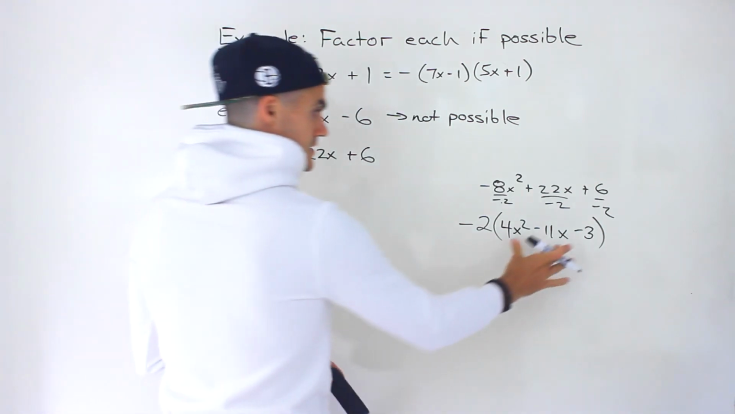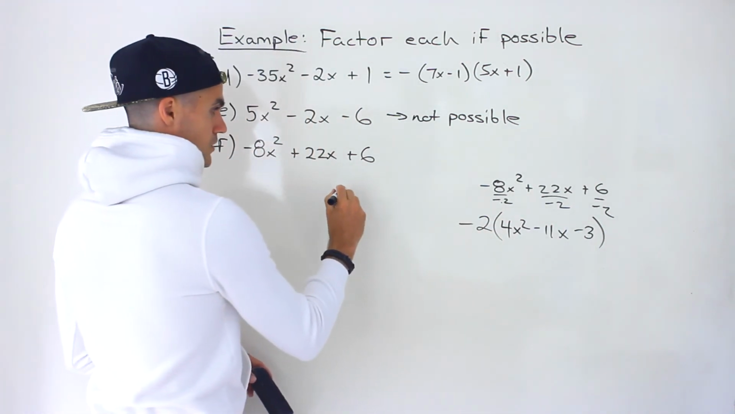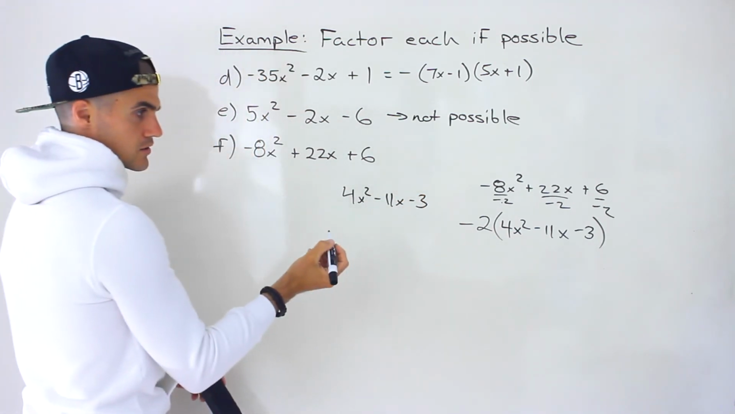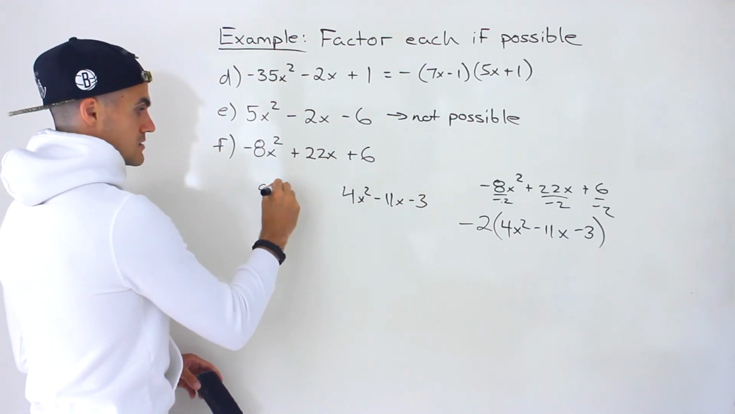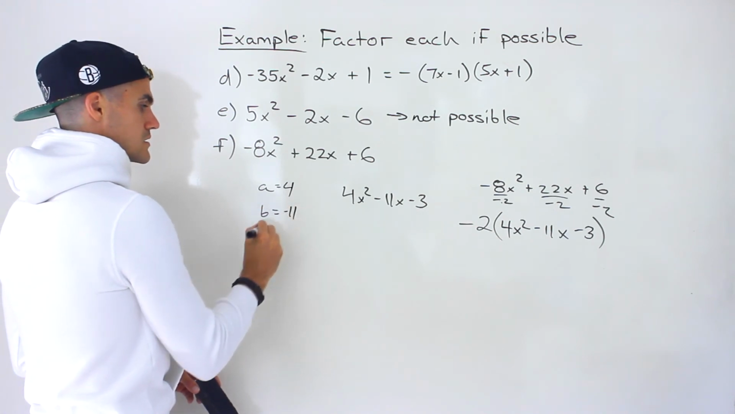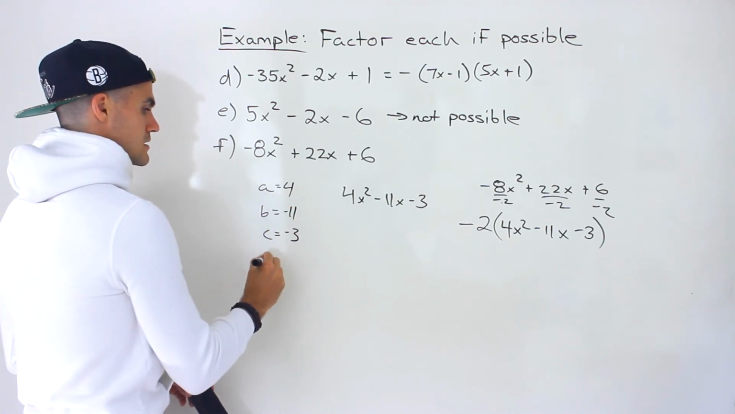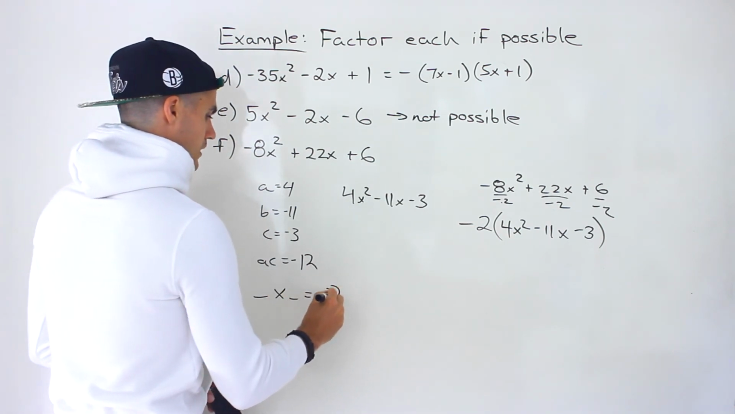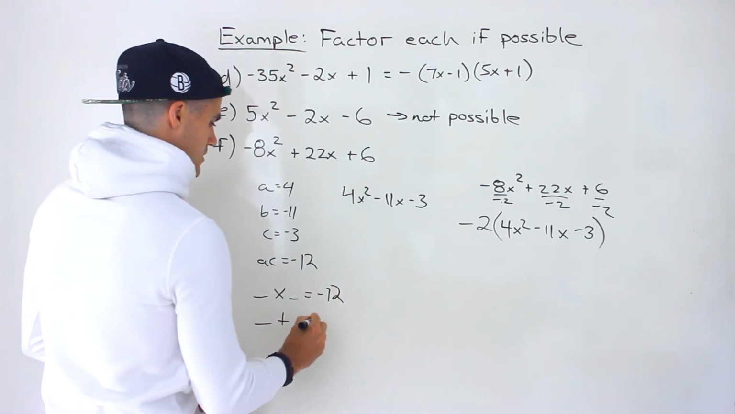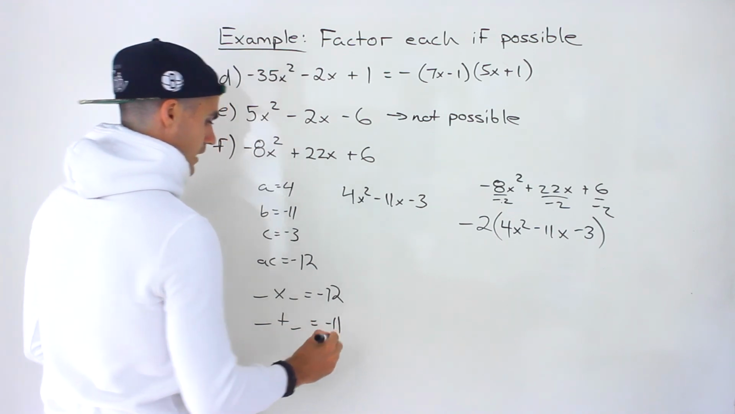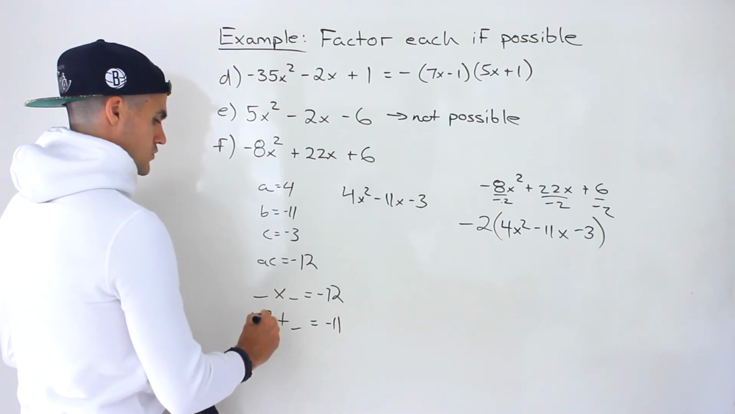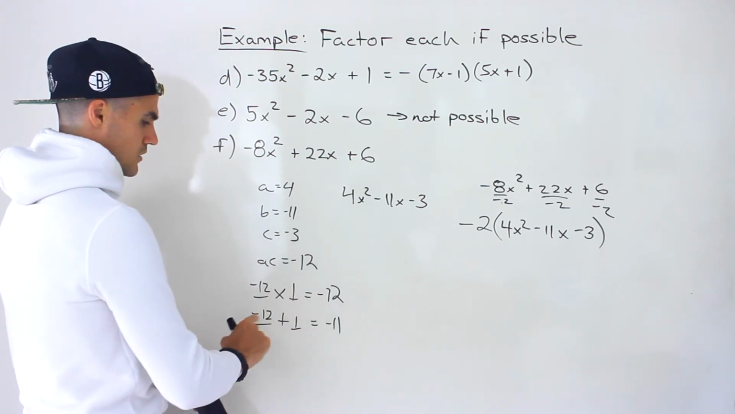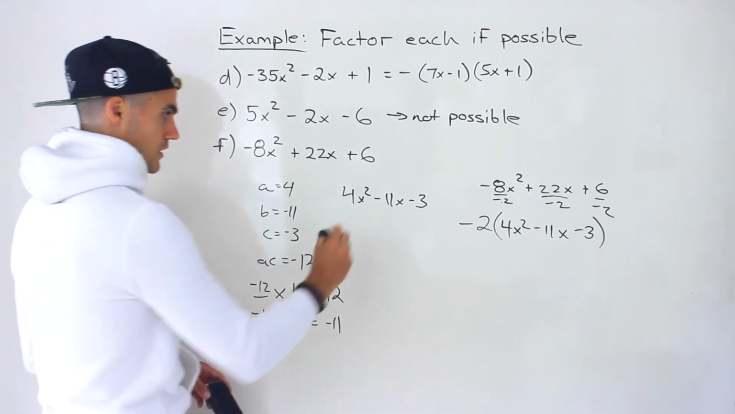So then, let's see if this quadratic, 4x squared minus 11x minus 3, factors further. So a is 4, b is negative 11, c is negative 3, ac is negative 12. And then let's find two numbers that multiply to negative 12, add up to that b value of negative 11. So that would be what? Negative 12, positive 1. Negative 12 times 1 gives us negative 12. Negative 12 plus 1 gives us negative 11.